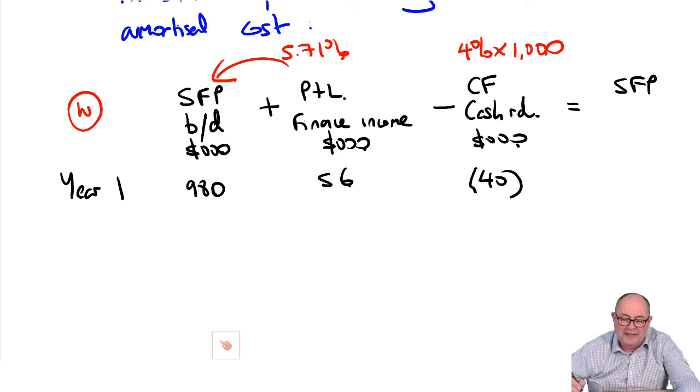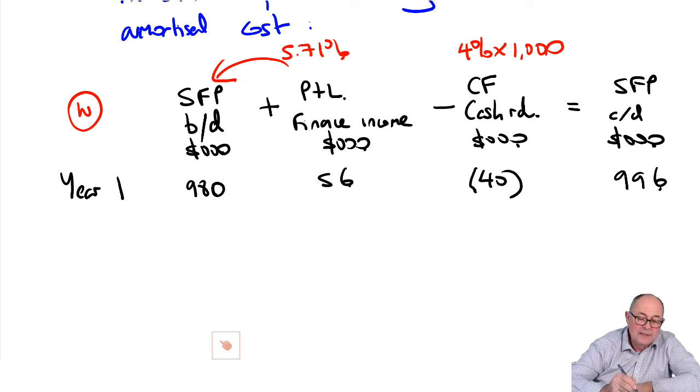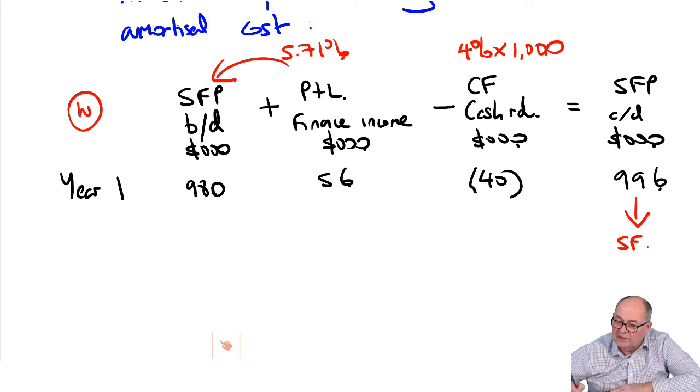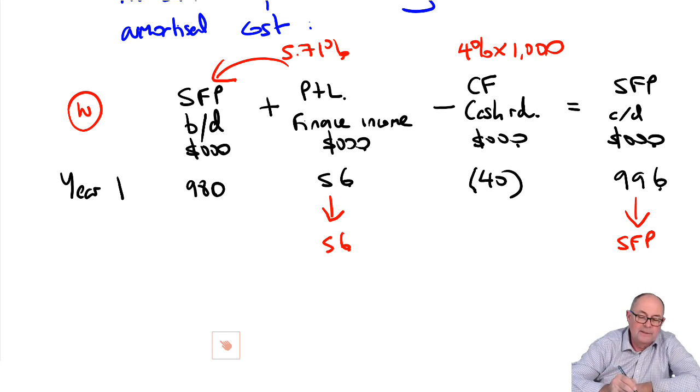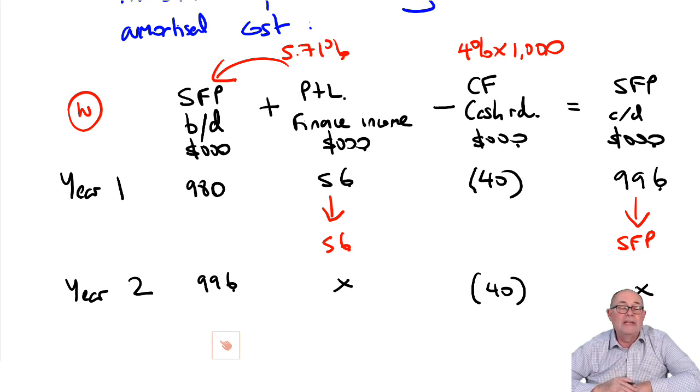So in the closing SOFP, I've got the carried down $1,000. So my closing figure for the investment is 996. That will be the figure that goes in the SOFP. So at the end of the year, 996 in the SOFP, 56 in the profit and loss. You'll only be asked about the first year, I'd have thought. In the second year, the calculation repeats itself. So you would start with 996. The P&L charge would be 5.71% of 996. The cash flow will always be 40, and that's how we work our way through the calculation. But I'm sure we only have to worry about the first year.